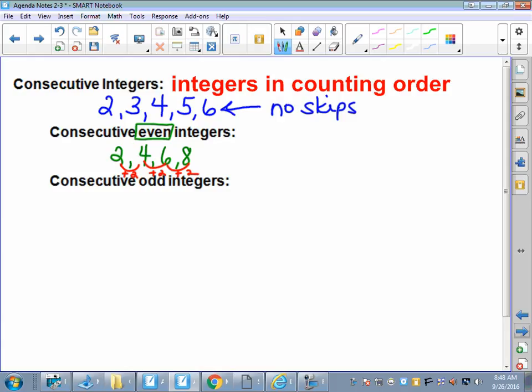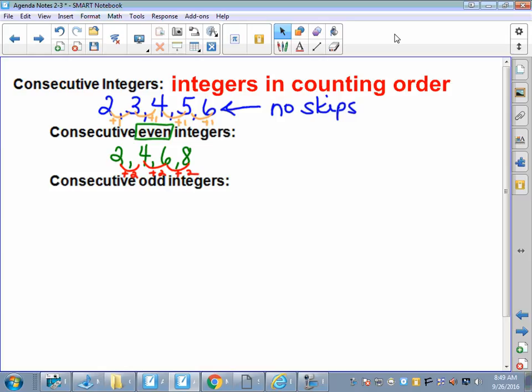How do I get from just a plain old consecutive integer to the next one? My list up here, 2, 3, 4, 5, 6. What's my pattern on this one? Add 1, add 1, add 1. Right? So anytime I want to get to the next whole number, I just add 1 to it. Anytime I want to get to the next even integer, I just add 2 to it.